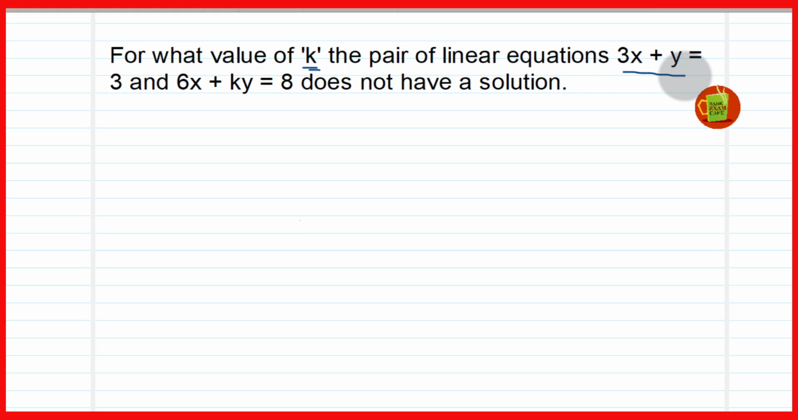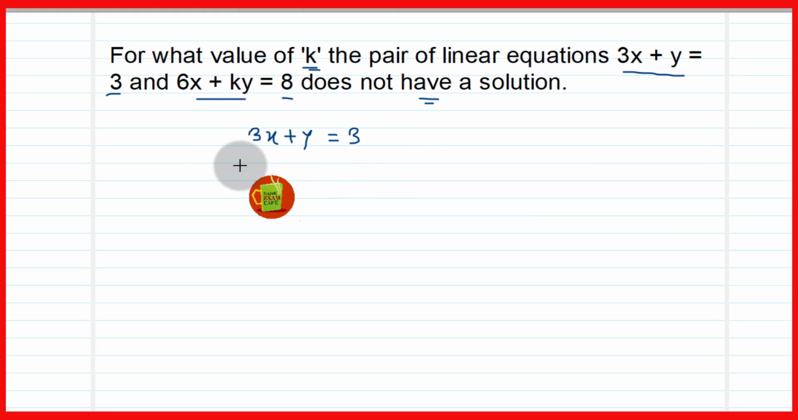For what value of k the pair of linear equations 3x plus y is equal to 3 and 6x plus ky is equal to 8 does not have a solution? Now the given pair of linear equations are 3x plus y, which is equal to 3, and another equation is 3x plus ky, that is equal to 8.